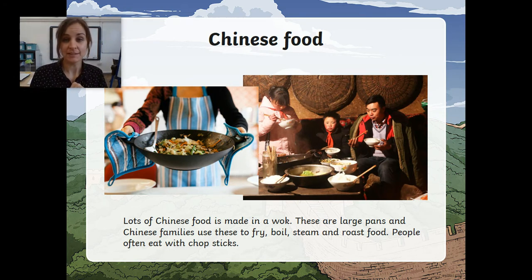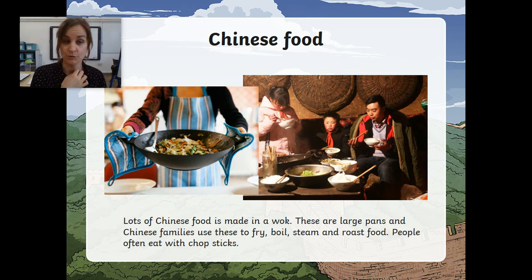And also, if you look at the next picture, you can see people are enjoying some food that's just been cooked. Do you notice something? What's different about what's in their hand? What are they eating with? Do you know what they're called, reception? That's right, they're called chopsticks. So in China, people will feed themselves using chopsticks.